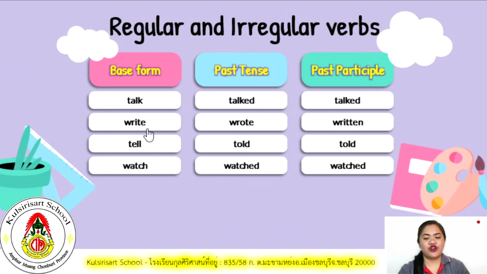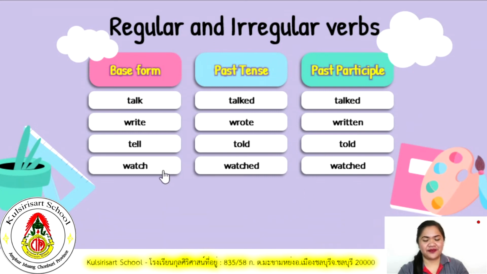Next, we have write in the base form or present tense. In the past tense, it will become wrote, and in the past participle, it will become written. The next one is the word tell. In the past tense, it will become told, and in the past participle, it will become told.